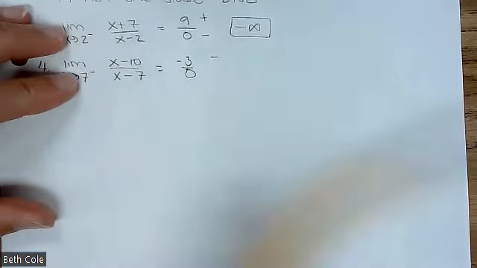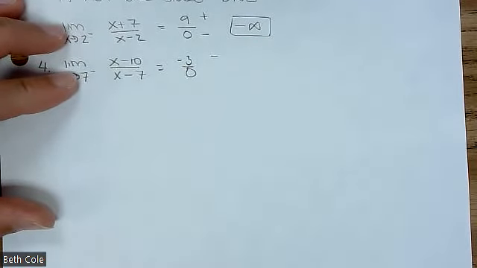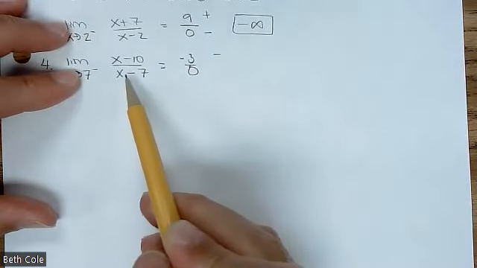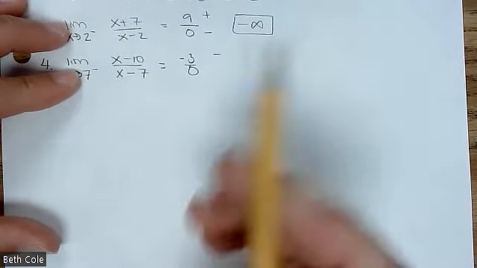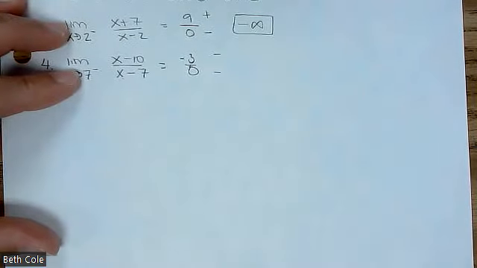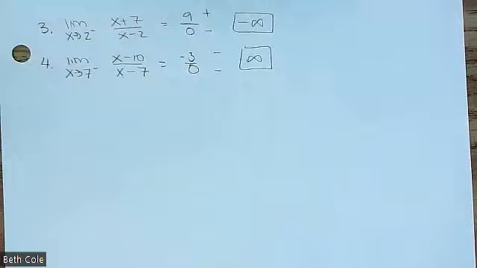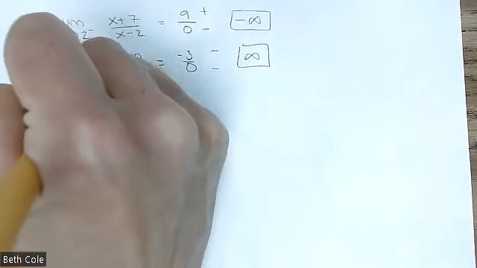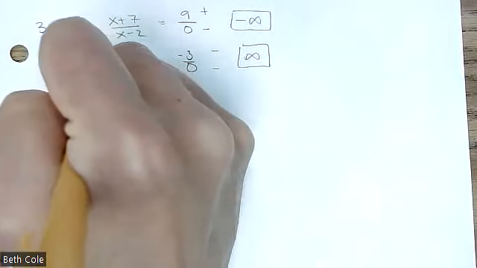Now it's 7 from the left. Can you give me a number to the left of 7? Very good, 6. 6 minus 7 is negative 1, which is negative. Oh, why is it positive infinity? Negatives cancel. Very good. All right, we'll just try one more of these because I've finally gotten your attention. I woke everybody up here.